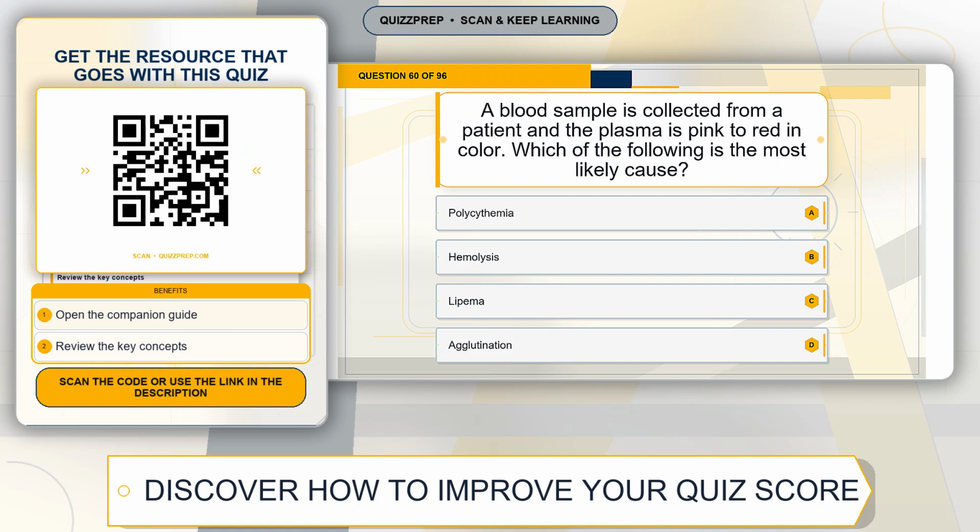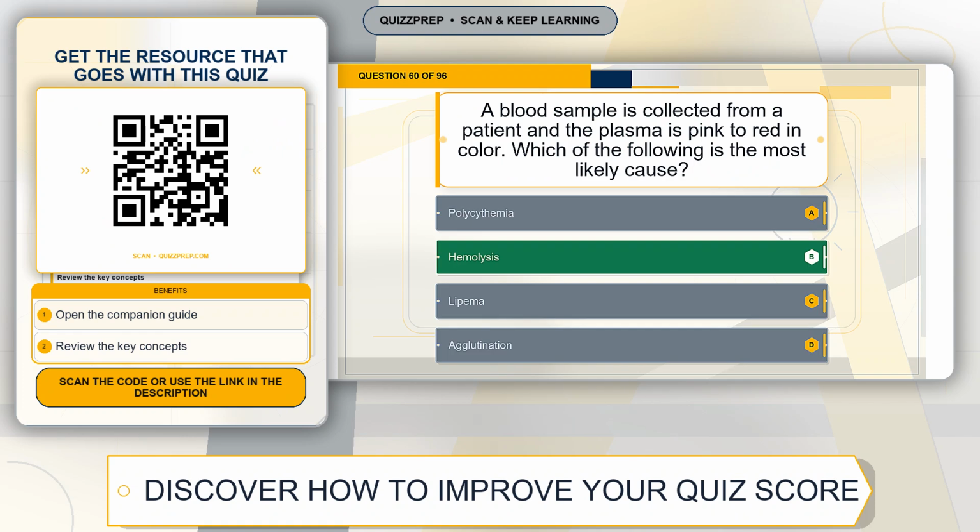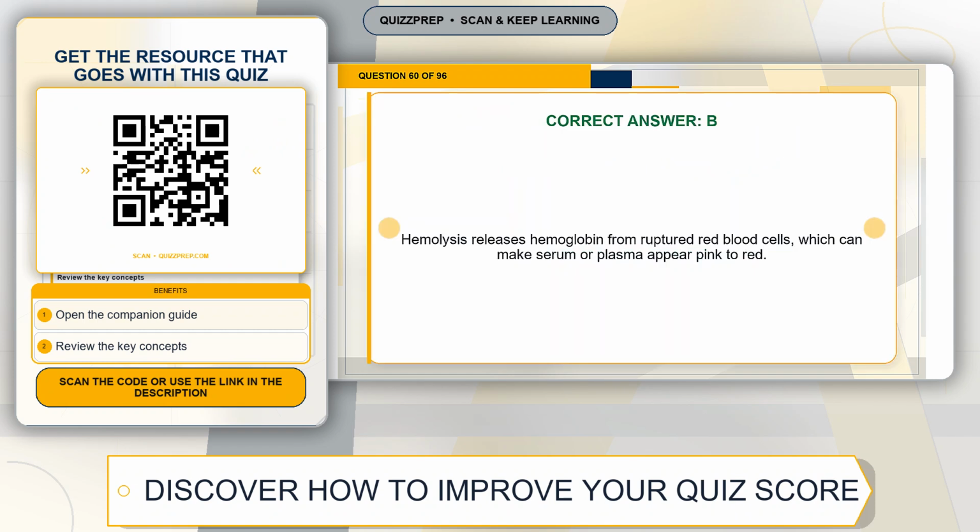Question 60. A blood sample is collected from a patient and the plasma is pink to red in color. Which of the following is the most likely cause? Option A. Polycythemia. Option B. Hemolysis. Option C. Lipema. Option D. Agglutination. The correct answer is option B. Hemolysis. Explanation. Hemolysis releases hemoglobin from ruptured red blood cells, which can make serum or plasma appear pink to red.